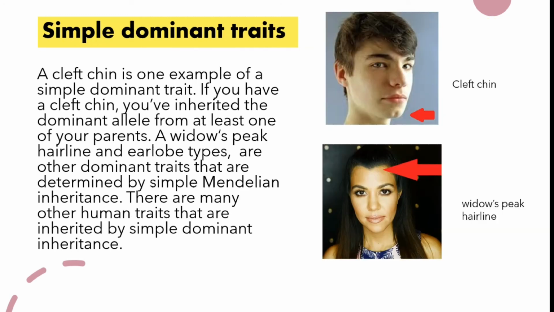Simple dominant traits. A cleft chin is one example of a simple dominant trait. If you have a cleft chin, you've inherited the dominant allele from at least one of your parents. A widow's peak hairline and earlobe types are other dominant traits that are determined by simple Mendelian inheritance. There are many other human traits that are inherited by simple dominant inheritance.